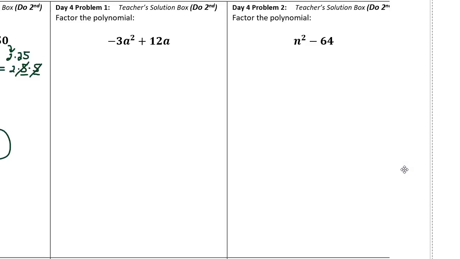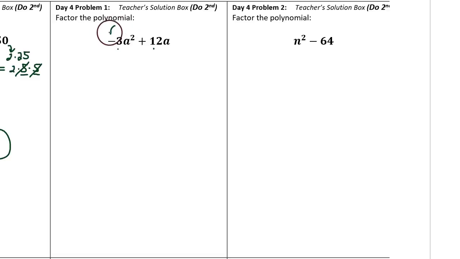Here's the answer for day 4, problem 1. Factor the polynomial. Factoring is a two-step process. The first step of factoring is to see if there's a greatest common factor that can be divided out of both terms. The 3 and the 12 both divide by 3, so there is a greatest common factor of 3.